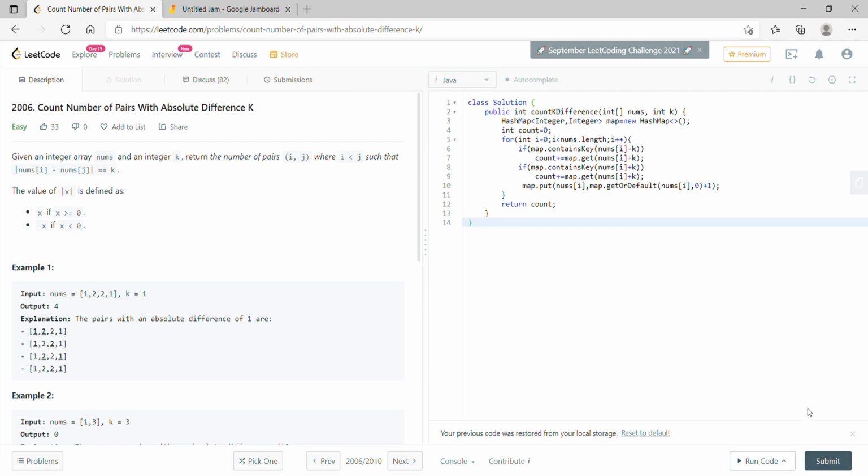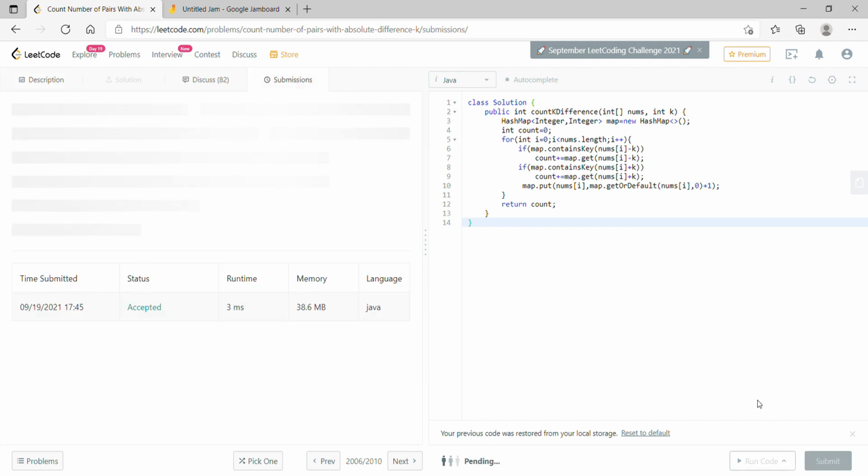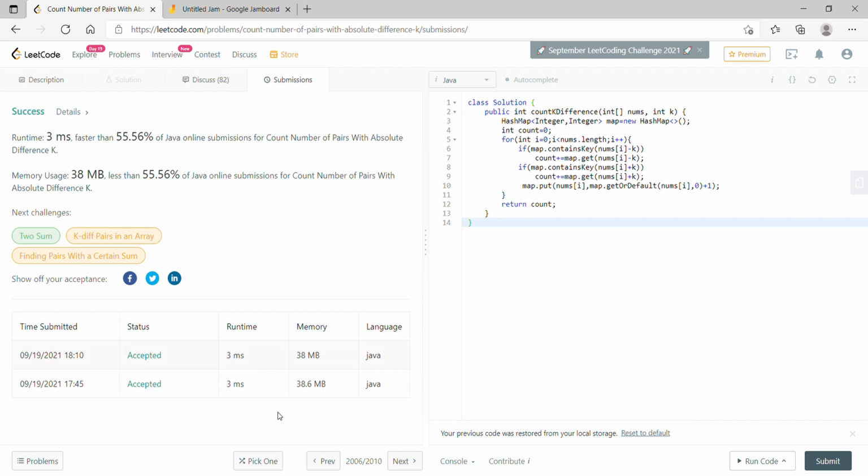Okay, so let us run the code and submit the code. As you can see, it has got accepted.